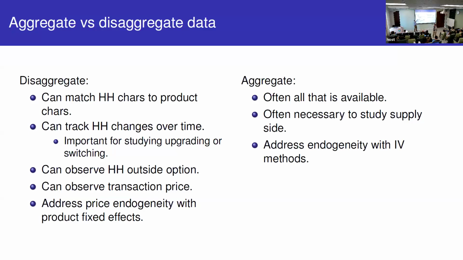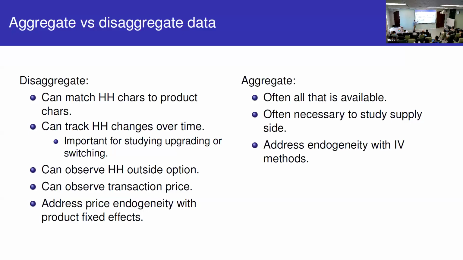You can often see their outside option. Like if you see them buy the car, maybe your survey data tells you what their used car is. So you know exactly what their outside option is. Often in disaggregate data, we can see the transaction price. Like if someone is negotiating for a car or using a coupon at the supermarket, we'll be able to see that in the disaggregate data.